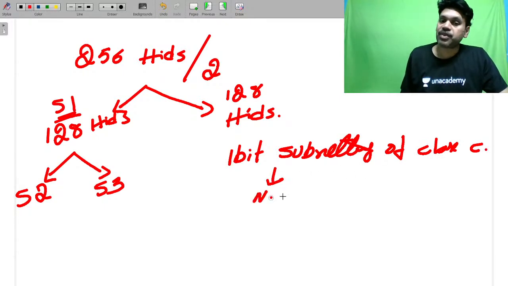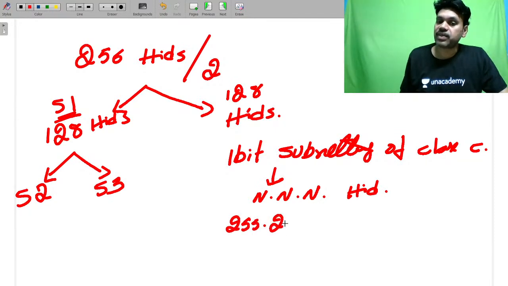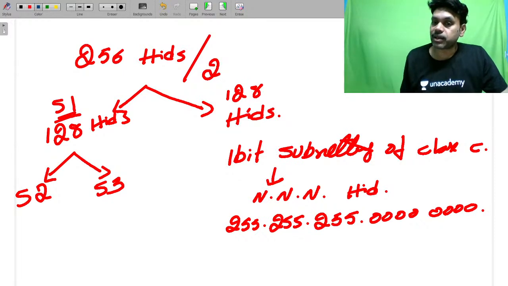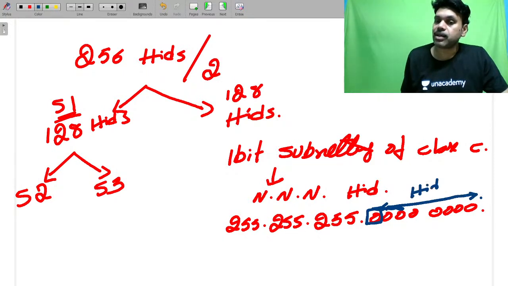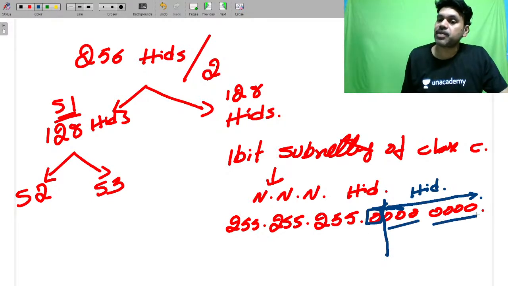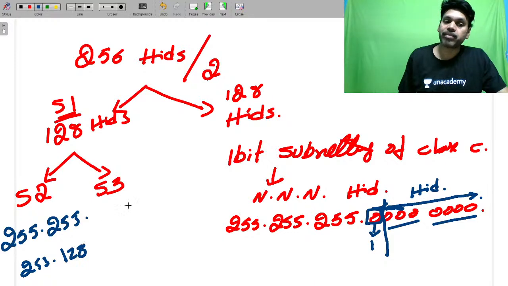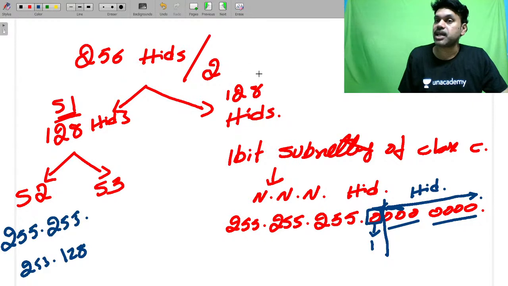Therefore, my dear friends, the default mask of your class C is N.N.N.HID, that is 255.255.255 and 8 zeros. This is your default mask, right? I am doing 1 bit subnetting over there. By taking 1 bit for subnetting, the rest of the part is your HID only. So how many bits are reserved for HID? There are 7 bits reserved for HID because that bit is being masked to 1. So what is your new mask? Your subnet 1 got a mask of 255.255.255.128, and your subnet 2 also got the same mask.